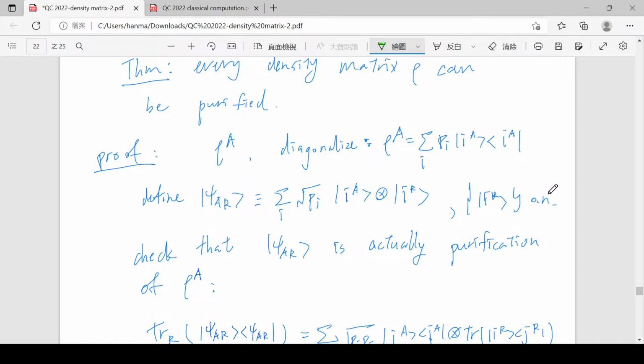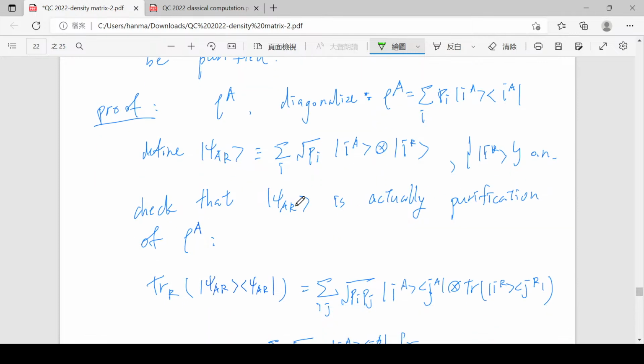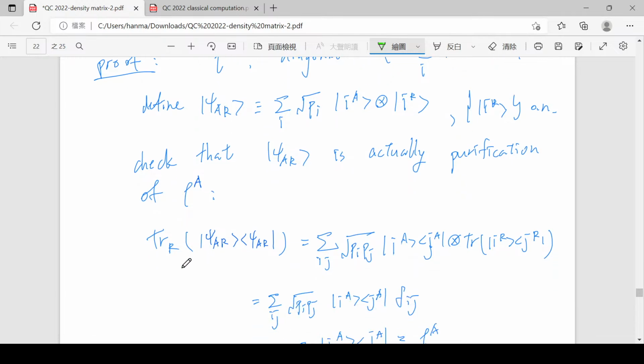IR just needs to be some orthonormal set. Okay, so this is all construction, but we are doing a proof, so we need to prove that this construction actually works. So let's see if we do partial trace on this side, it actually gives back rho A.